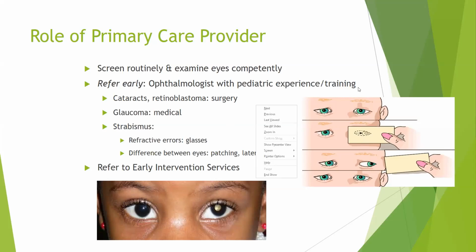The corrective measure for a retinoblastoma is surgery. The corrective treatment for glaucoma is going to be medications. For a strabismus, it's causing a refractive error in this case, and we can put them in glasses. If there's a difference between the two eyes, then we need to either do patching or surgery. We just basically want to take home that we're referring these children early to a specialist.